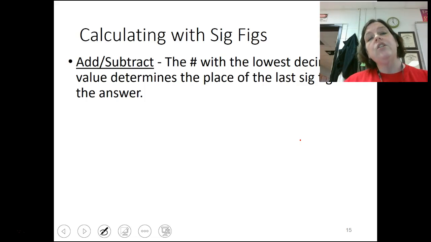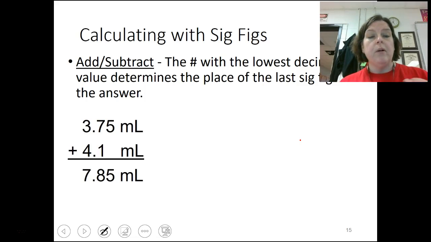Addition and subtraction is a little different because now we're talking about decimal place. And it gets a little confusing, but we have to line the decimal up. So if we look at this problem, we see that we've lined the decimal up and we come up with an answer of 7.85. Well, what's significant or what's not significant? The 5, the 1, and the 5 are the least significant place in each of those numbers, but we have to look at the one that has the least significant place.